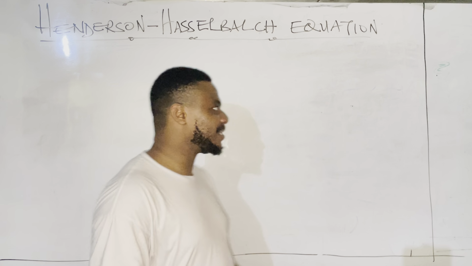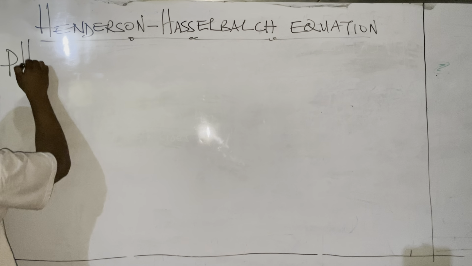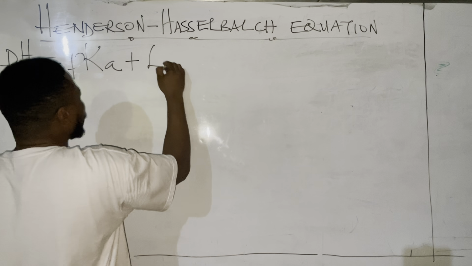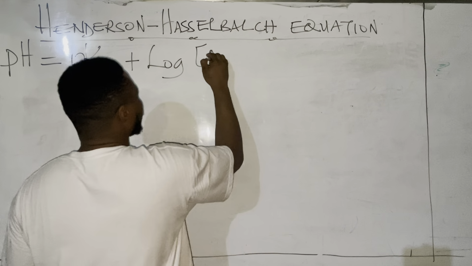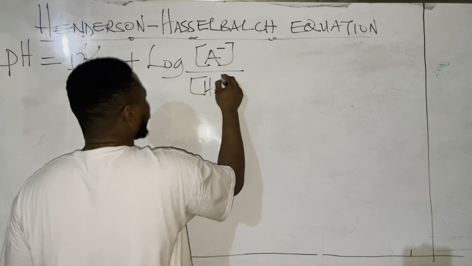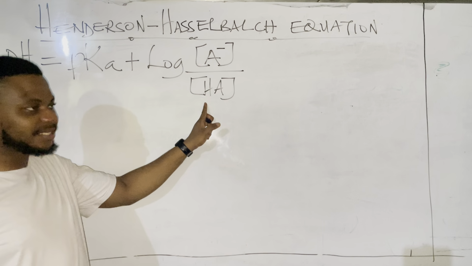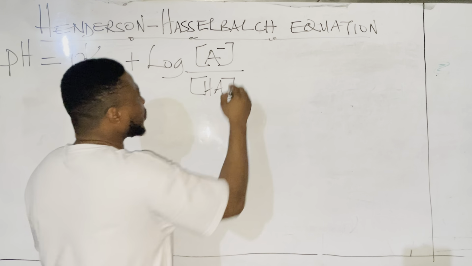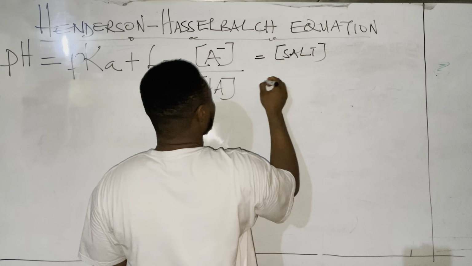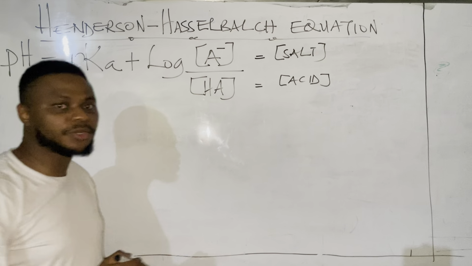The Henderson-Hasselbalch equation is expressed as pH equals pKa plus log of the concentration of the conjugate base divided by the concentration of the acid. So this is the acid, this is the conjugate base, and the conjugate base is the salt. And this is the concentration of the acid. Please take note of that.